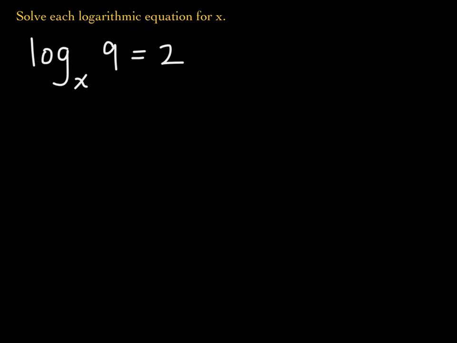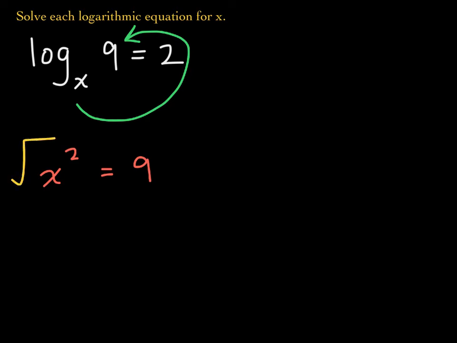Now, one strategy I have for you to solve a logarithmic equation that I think is really helpful is to rewrite the equation as an exponential equation, and then you can solve. So as an exponential equation, this would be read as x to the power of 2 gives you 9. And that's fantastic because now you and I can use the square root property on both sides, right? And you and I will get two solutions. Either x is positive or negative 3.